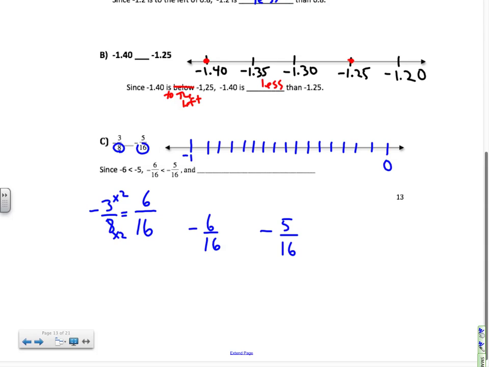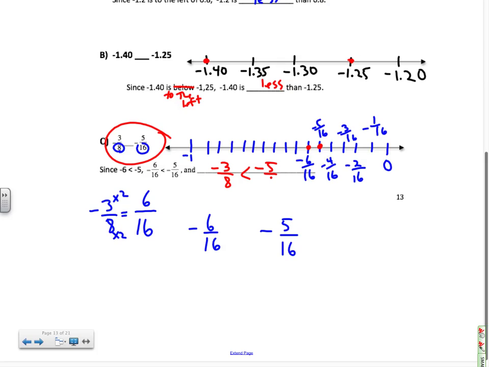Remember, these are negative, so this first one is negative 1/16. Then the second one's negative 2/16, negative 3/16, negative 4/16. So here's my negative 5/16, and I will graph that. And I have to compare it with negative 6/16, which is to the left. And I'll graph that. And I can see the one to the left is the lower number. So negative 6/16 is less than negative 5/16. So if I go back to my regular problem, I could say negative 3/8 is less than negative 5/16.